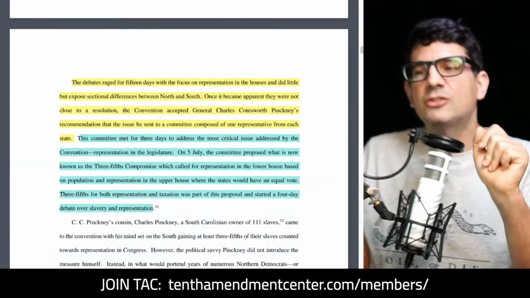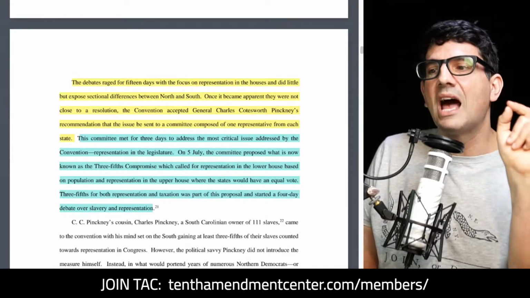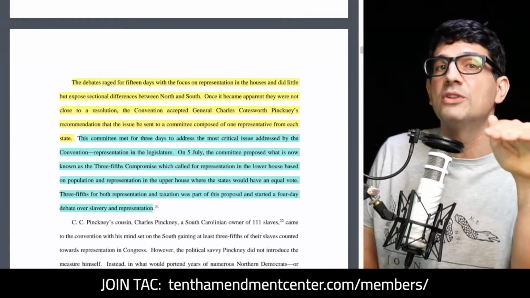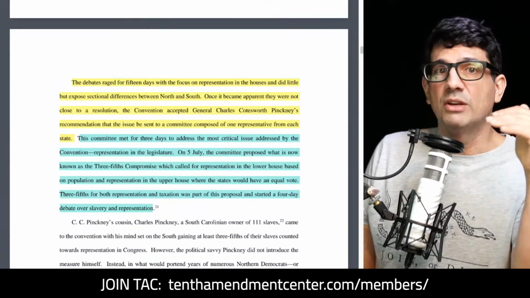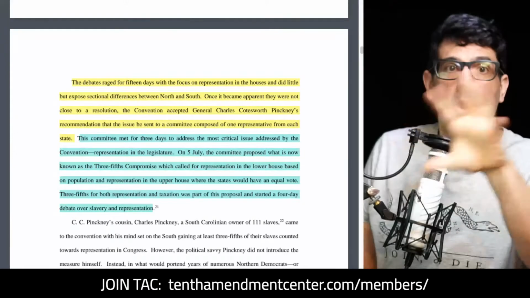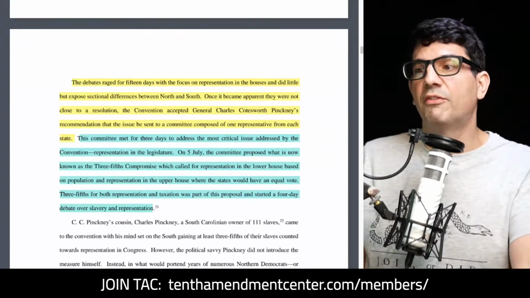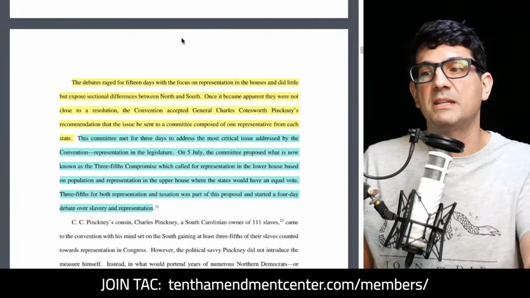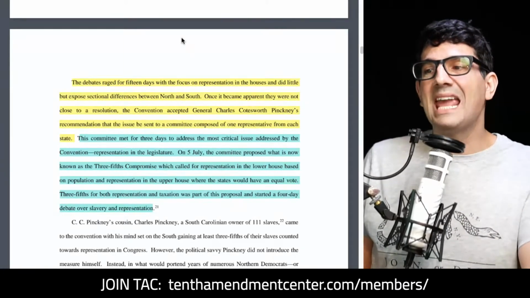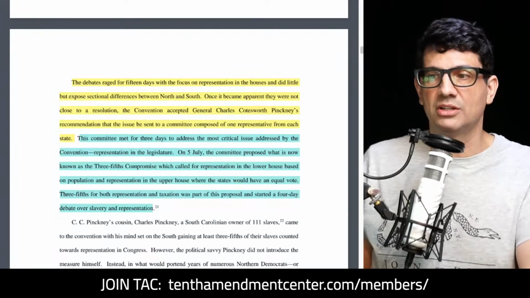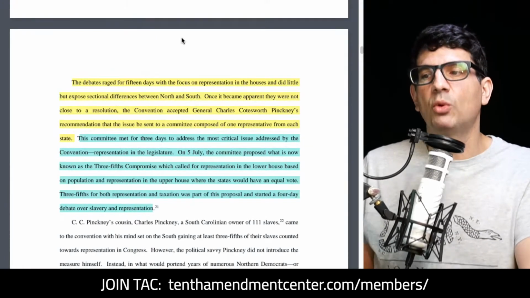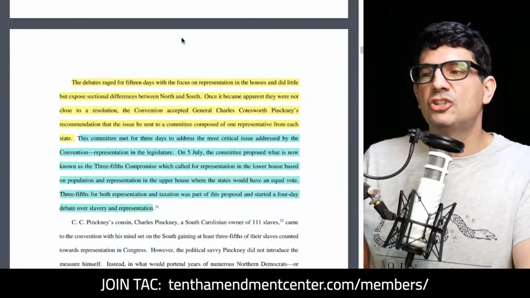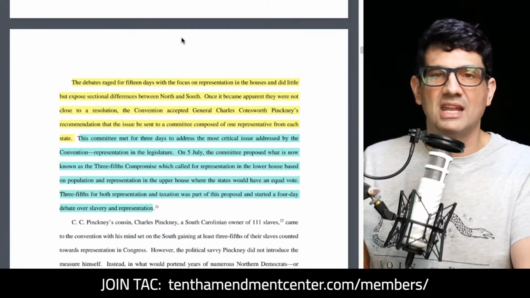Michael goes on. He says, the debates raged for 15 days with the focus on representation. How to actually secure the proper representation was a huge debate at the time. Between Federalists and Anti-Federalists, from north to south, there were all kinds of weird combinations. The focus was on representation in the houses and did little but expose sectional differences between North and South. Once it became apparent they were not close to a resolution, the convention accepted General Charles Cotesworth Pinckney's recommendation that the issue be sent to a committee composed of one representative from each state.